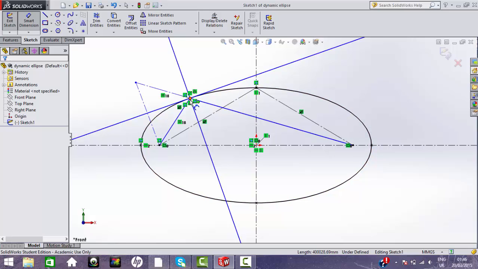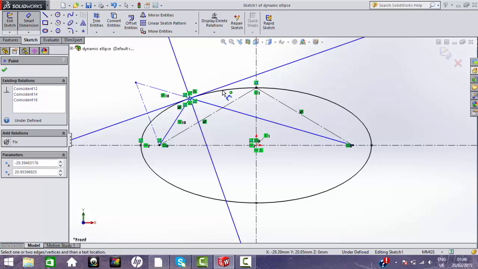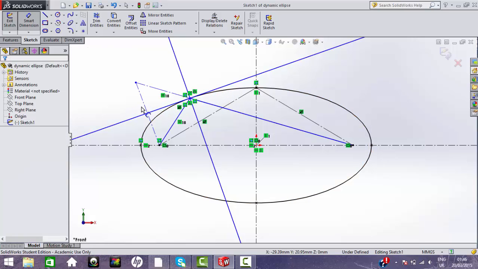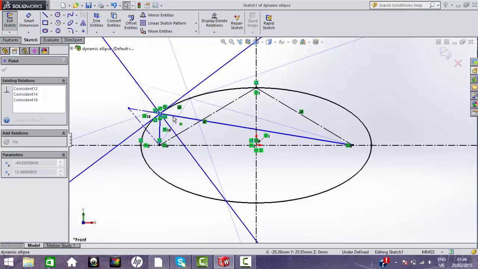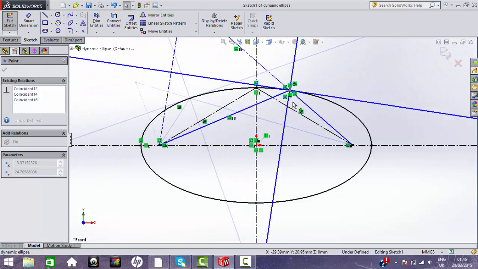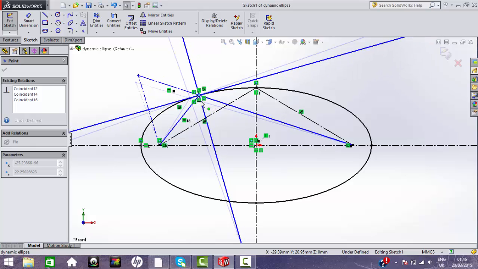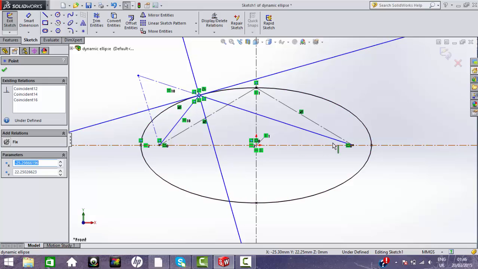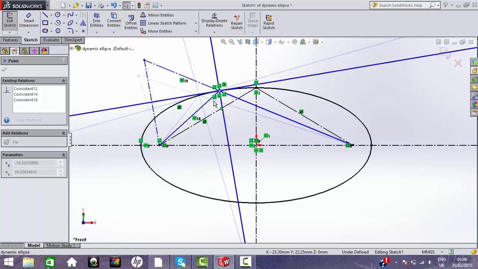So as we can see, as you move the point anywhere along the ellipse, like so, we can see that no matter what, they're always going to join back to the focal points. So no matter what angle it is, it's always going to be the bisector. Your normal line is always going to be the bisector of the angle your focal point lines make. So we can see that there.